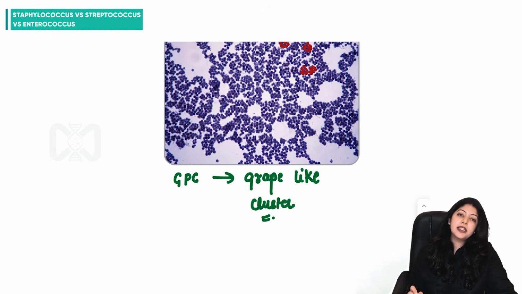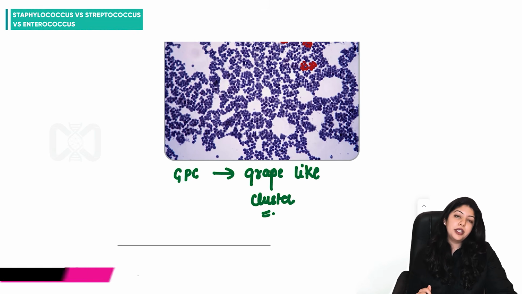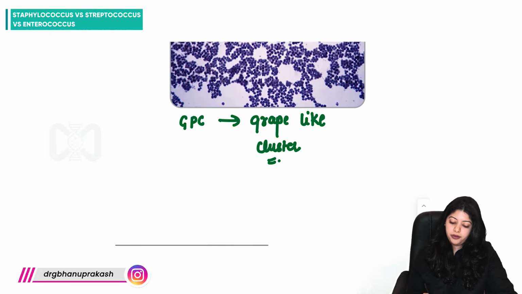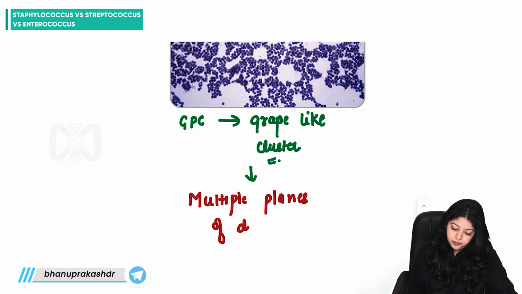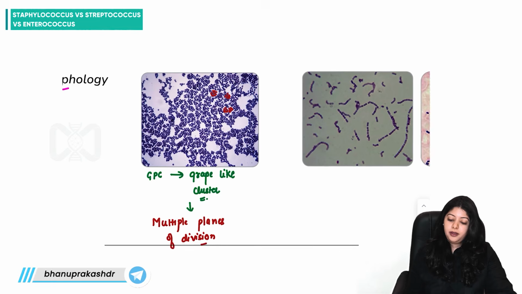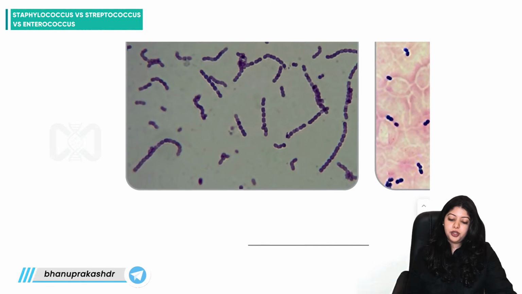And why is that particular type of arrangement present? It is because Staphylococci have multiple planes of division. Right? Moving on to the next image.